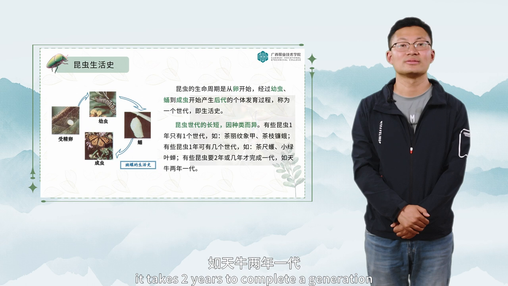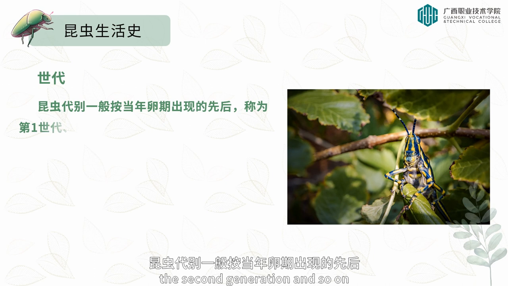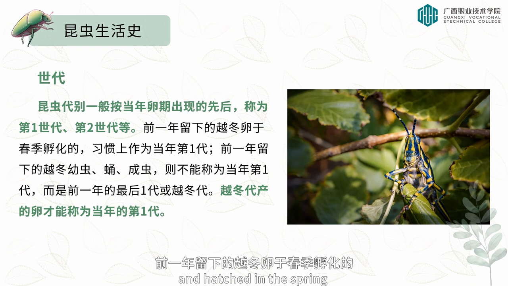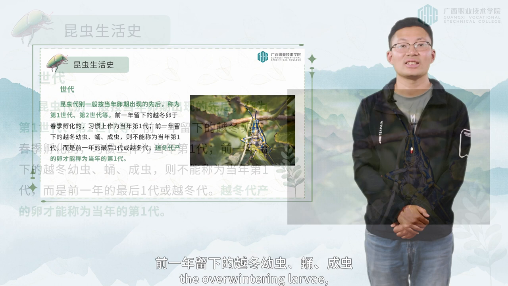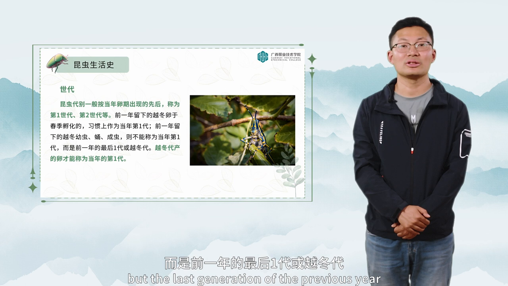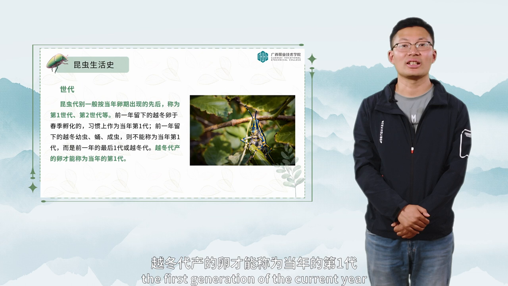The insect generation is called the first generation, the second generation, and so on. Usually according to the occurrence of the egg stage in the current year, the overwintering eggs left the previous year and hatched in the spring are traditionally referred to as the first generation of the year. The overwintering larvae, pupa and adults left from the previous year cannot be called the first generation of the current year, but the last generation of the previous year or the overwinter generation. The overwintering eggs can only be called the first generation of the current year.